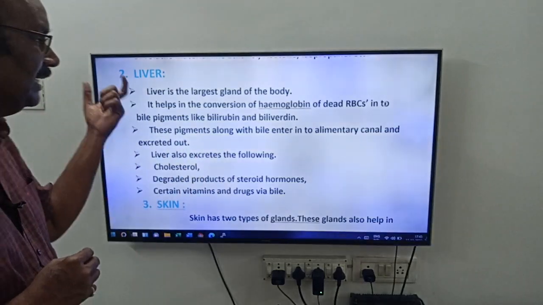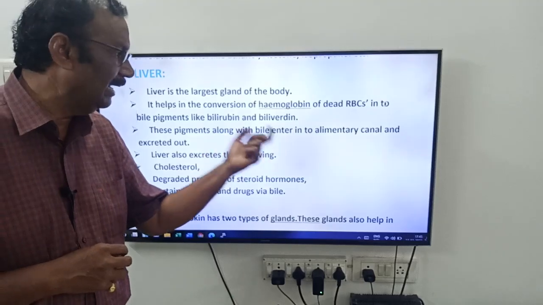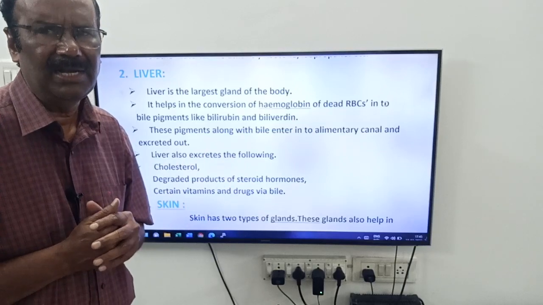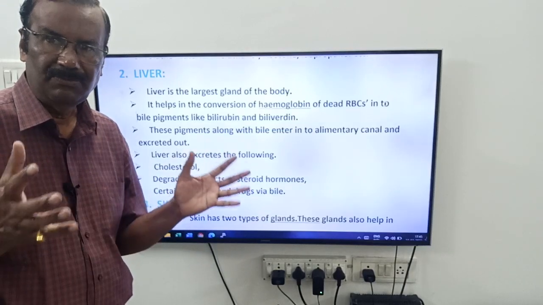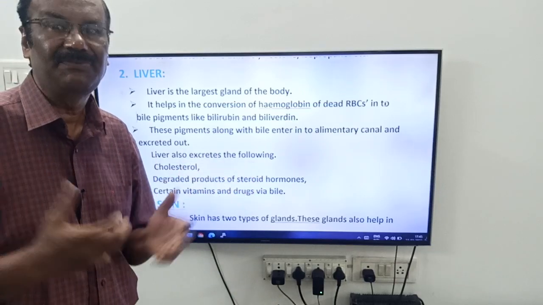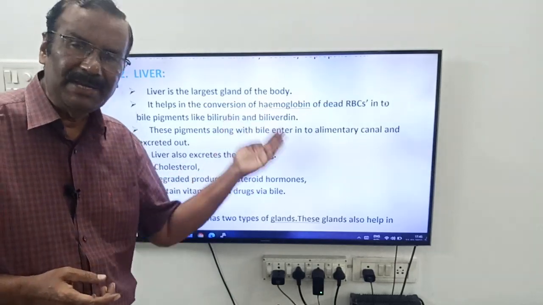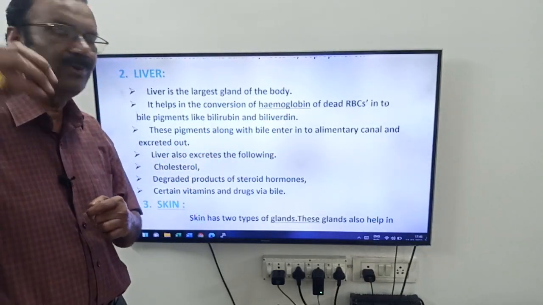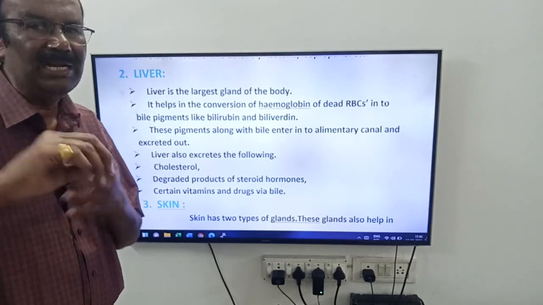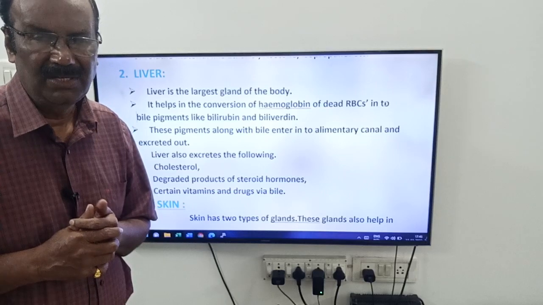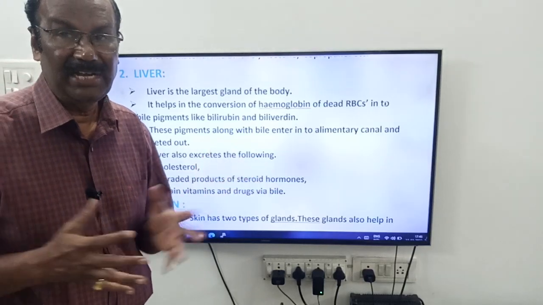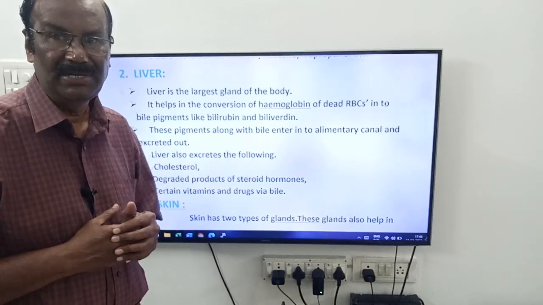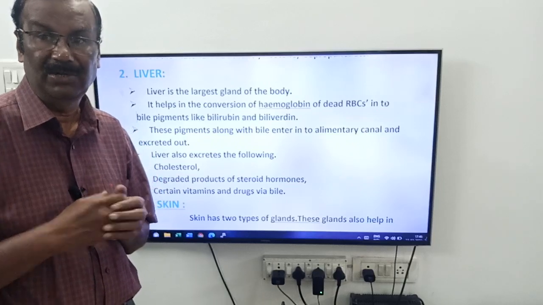These bile pigments along with bile enter into the alimentary canal. Bile enters the alimentary canal for the emulsification of fats. So along with bile, these bile pigments also enter the alimentary canal and are excreted out through the fecal matter. What is the color of the fecal matter? It is brownish in color. That is due to these bile pigments, bilirubin and biliverdin. You have to remember it.